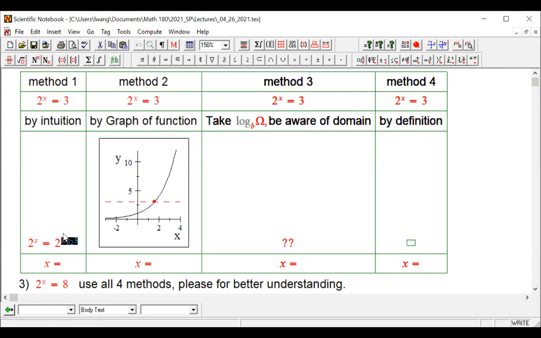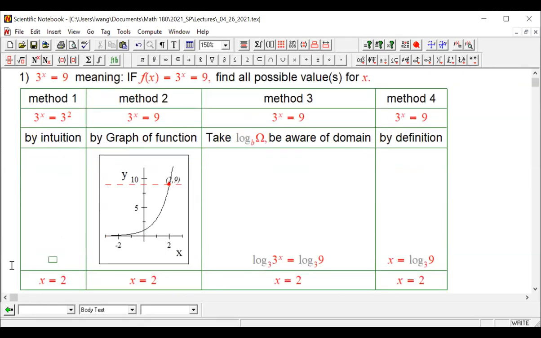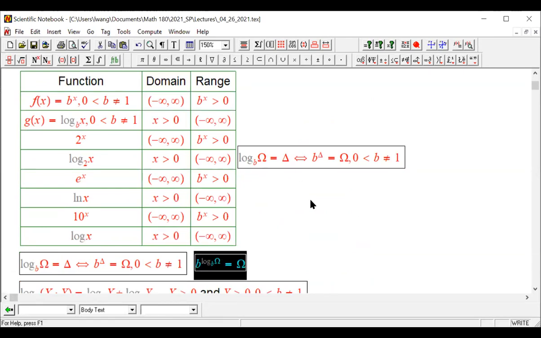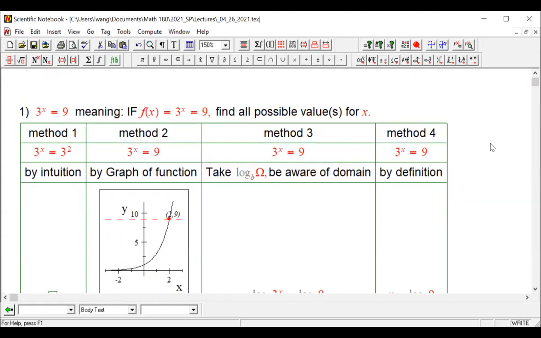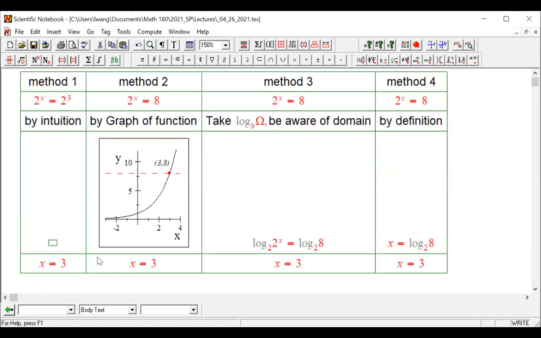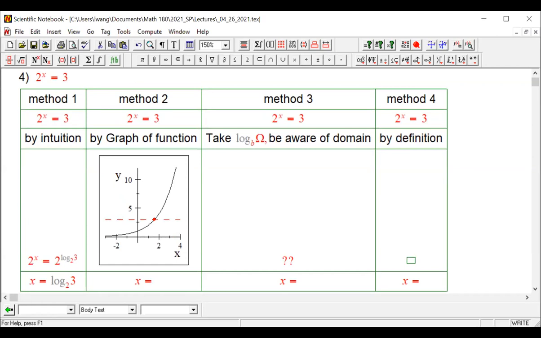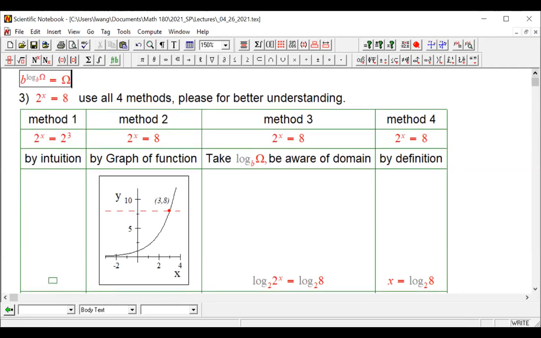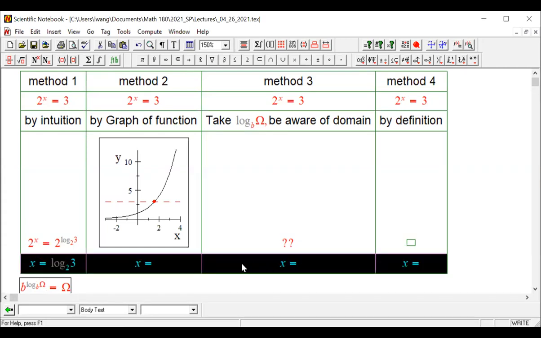So which property do we use? What property did we use? That's the answer. The property we used was this one. Okay, do you see that? Let me put one more row there so they can be together.